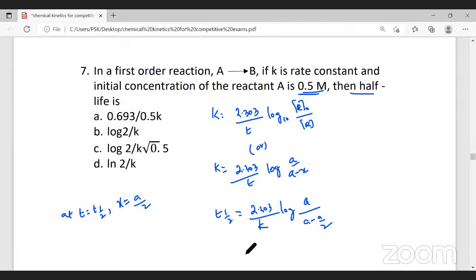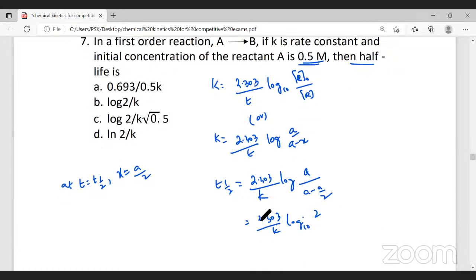On simplification, we will get 2.303 by T log to the base 10 of 2. Now, can I write log to the base 10 of 2 as natural log of 2 divided by k? We learned the conversion from natural log to log to the base 10: the conversion factor is 2.303.